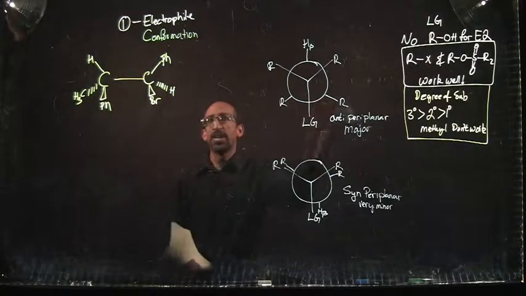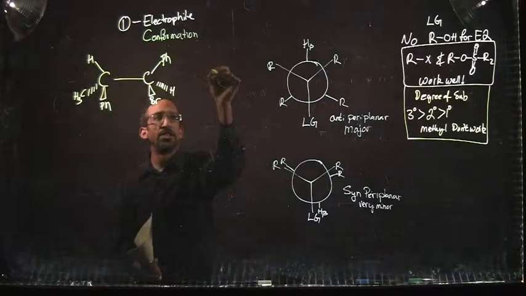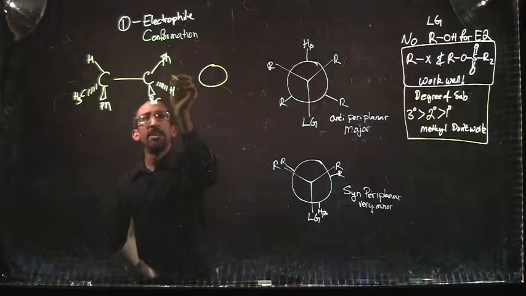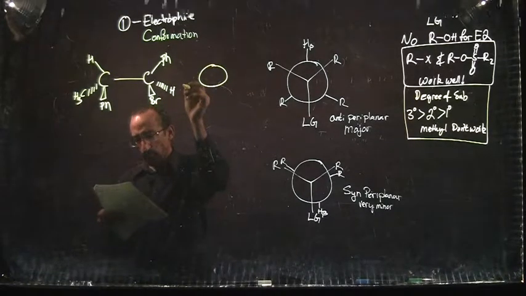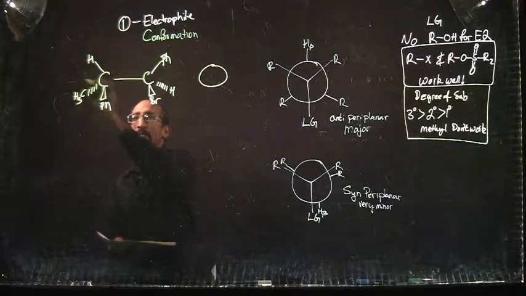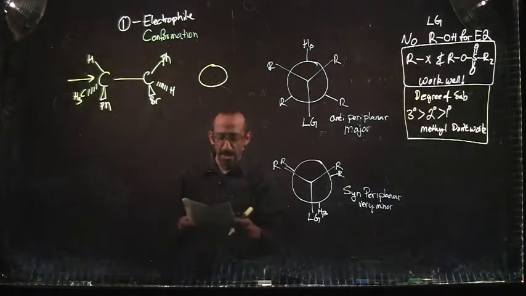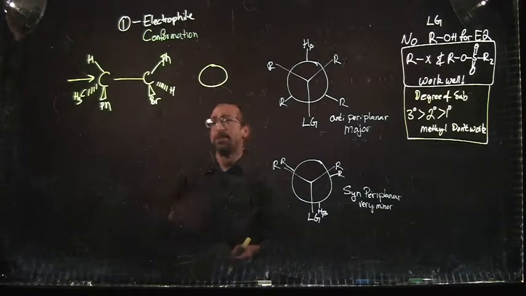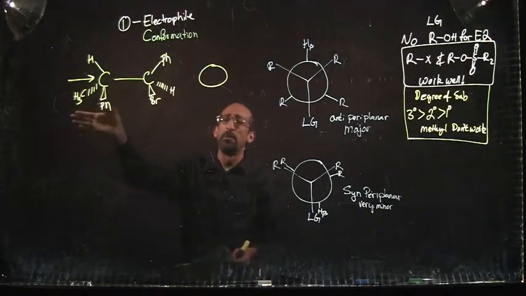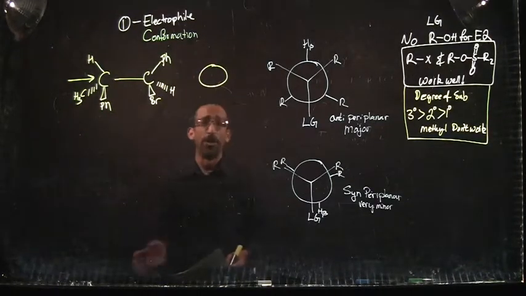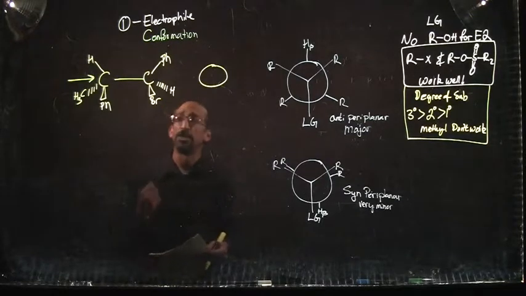And so if we want to translate this now into a Newman projection, here I'm going to sight down from the beta carbon to the alpha carbon. That's just because that's how I prepared my notes. It really doesn't make a difference. You can sight from the alpha to the beta or from the beta to the alpha. The end result will always be the same if you set up your Newman projection correctly.